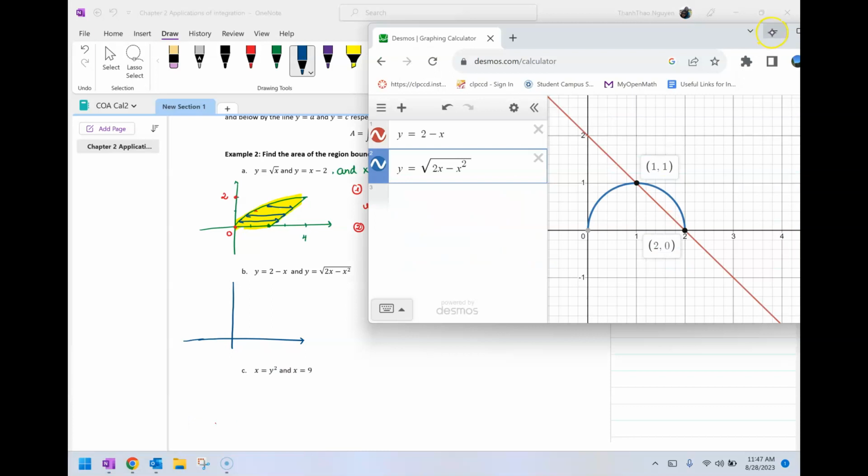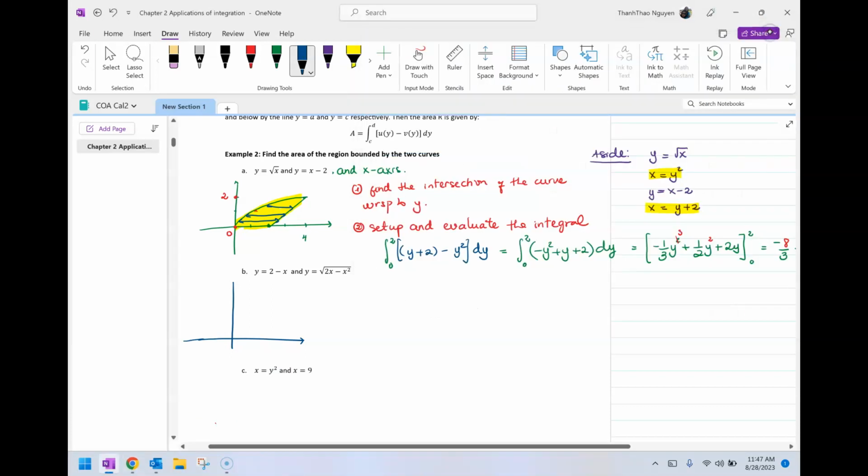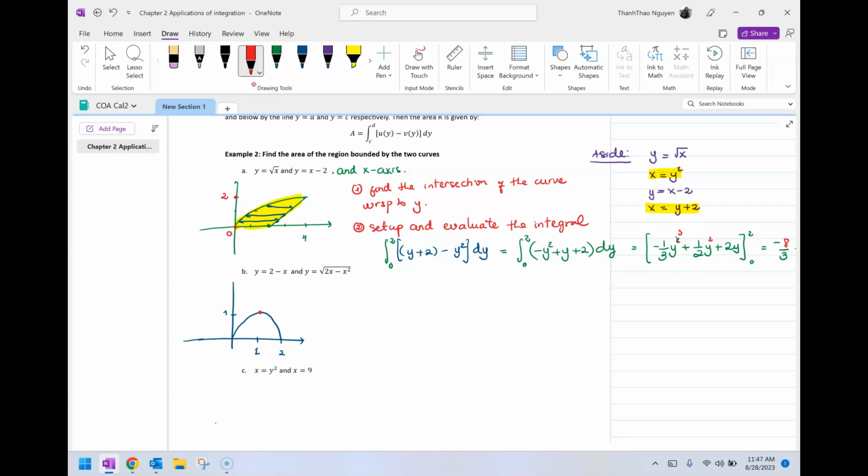So the circle from 0 to 2. And then we have a line like that. So the intersection with respect to y is from 0 to 1, and we will evaluate this curve. Again, we want it in terms of y. So first of all, let's solve this in terms of y.